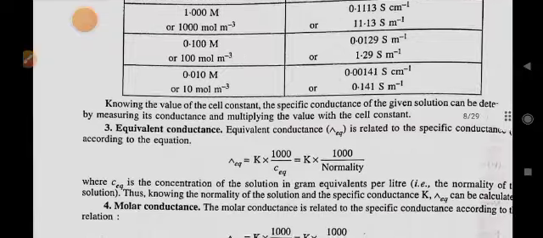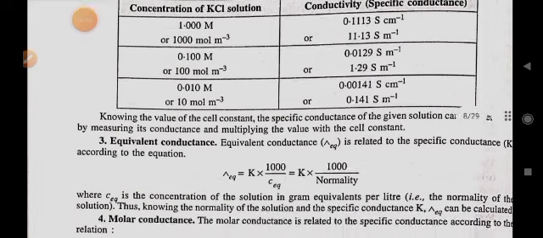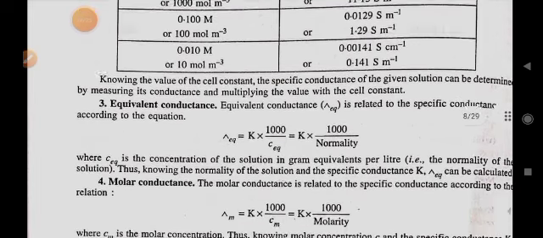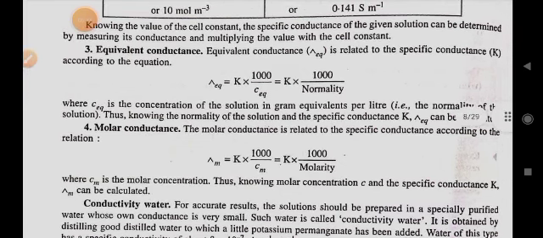Concentration of KCl solution is 1 molar, or 1000 mol per meter cube. Conductivity is equal to 0.1113 S per centimeter, or 11.13 Siemens per meter. Knowing the value of the cell constant, the specific conductance of the given solution can be determined by measuring its conductance and multiplying the value with the cell constant.